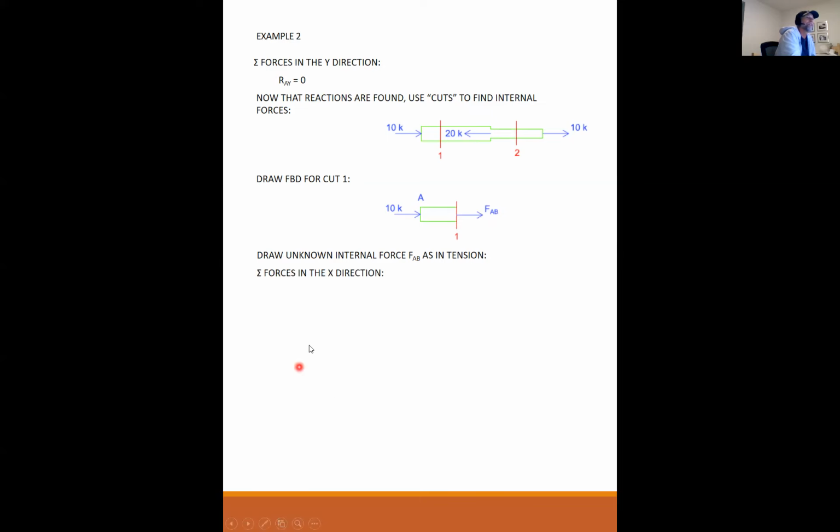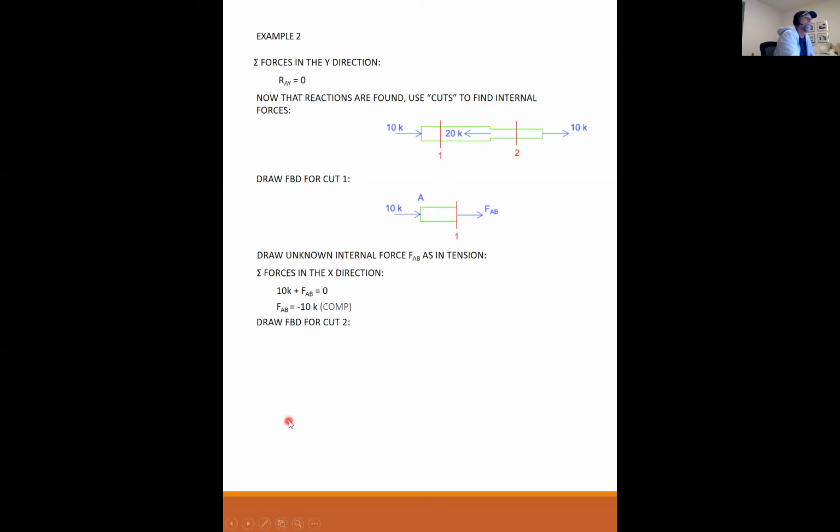Sum your forces in the x direction. I have 10 kips plus FAB equals 0. FAB is minus 10. Mathematically, it is minus 10. So therefore, I know it's in compression.